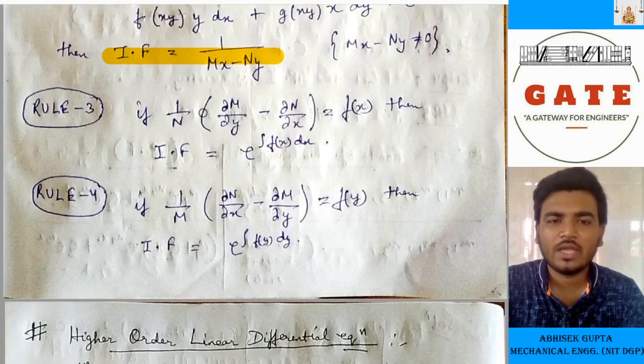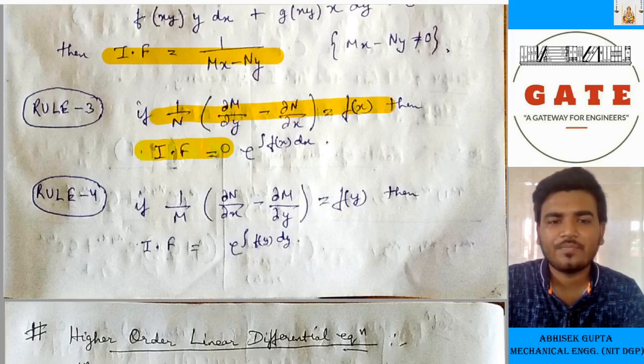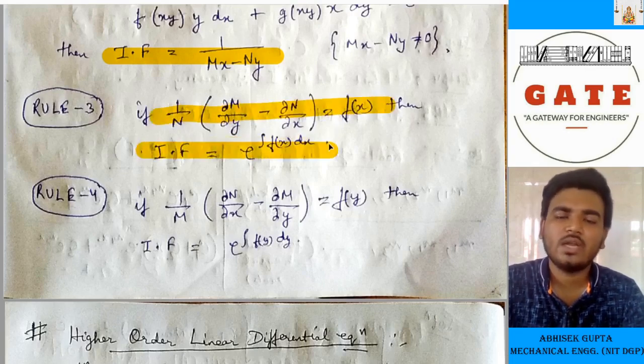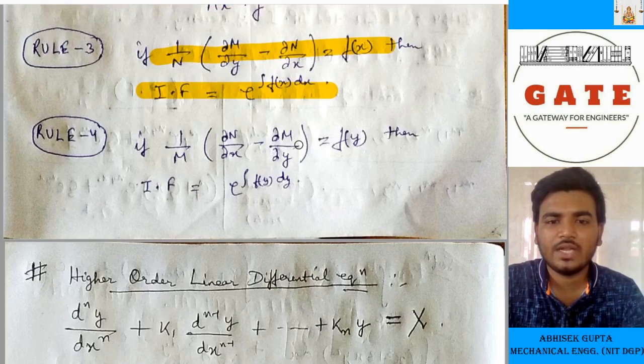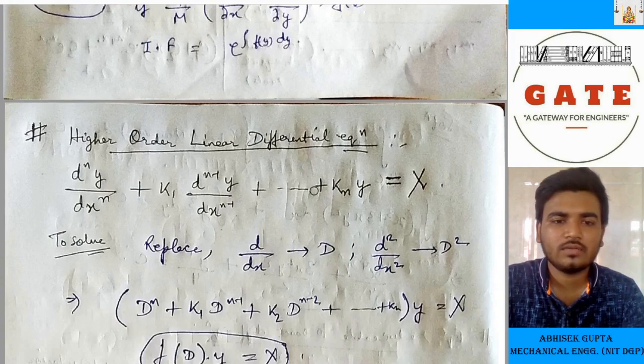If 1 by N into (del M upon del y minus del N upon del x) is a function of x, then the integrating factor is e to the power integration f(x) dx. If 1 by M into (del N upon del x minus del M upon del y) equals a function of y, then the integrating factor will be e to the power integration f(y) dy.